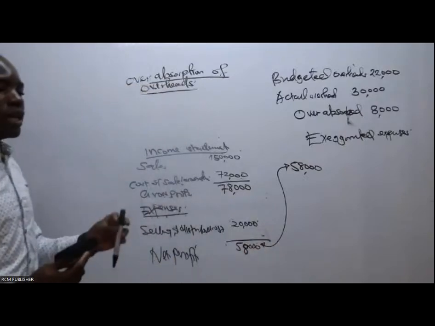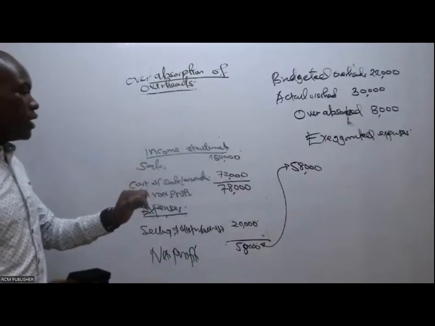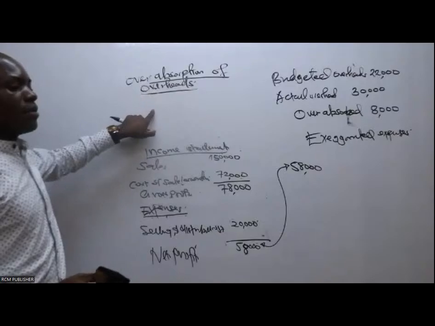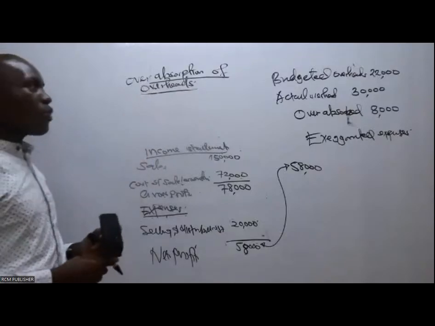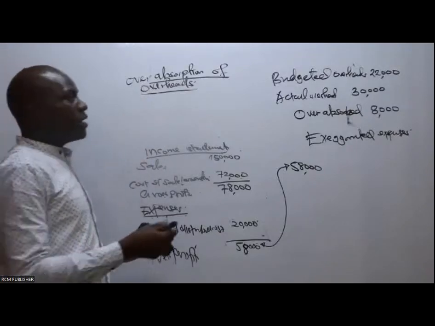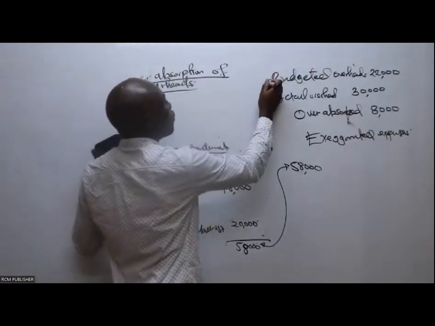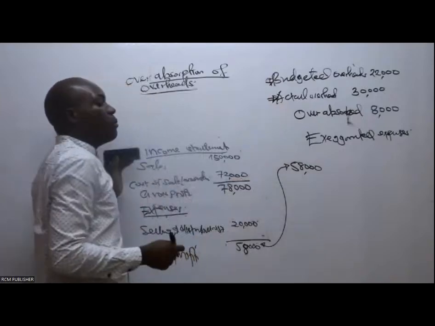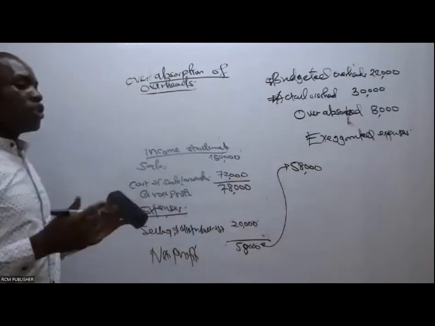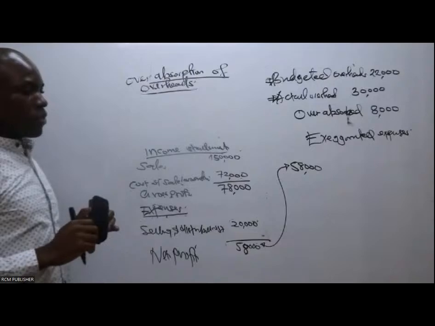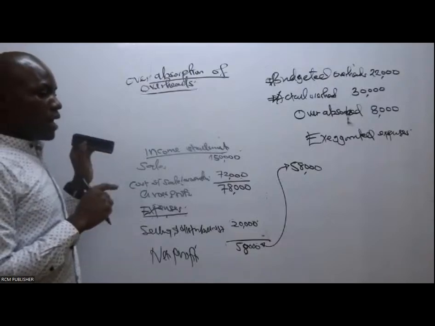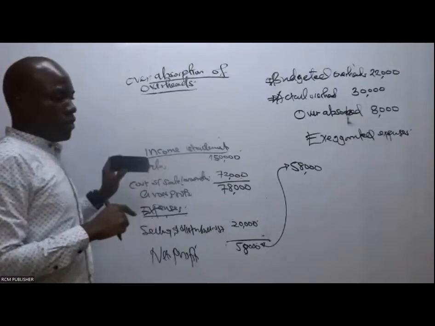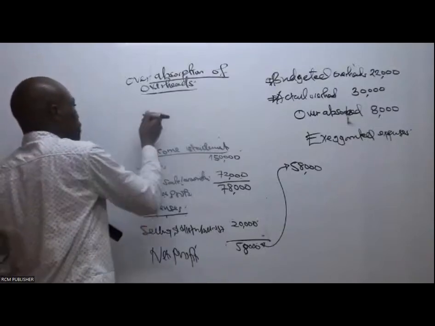So that's how we deal with it at this point. That is the over or under absorption. Now, in a question, the examiner might give you this, and then you calculate this absorbed overhead by yourself using the knowledge in topic number 5, or using what we covered in topic number 4, the reapportionment of overheads.